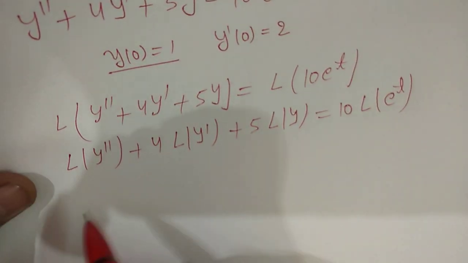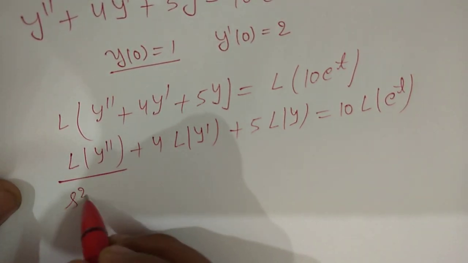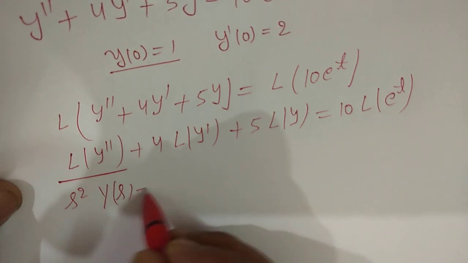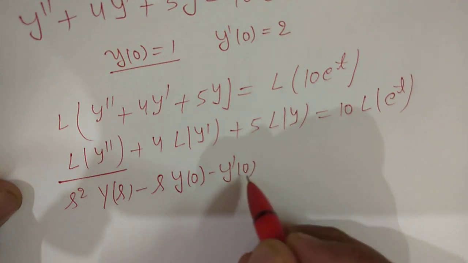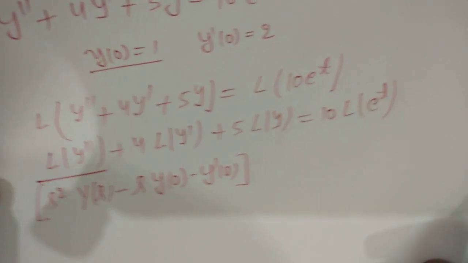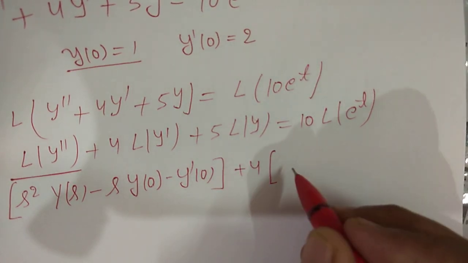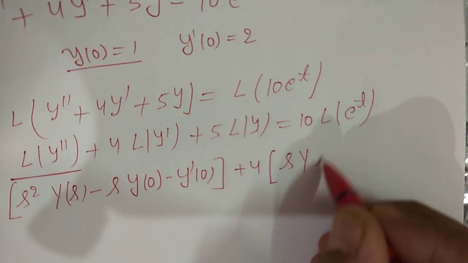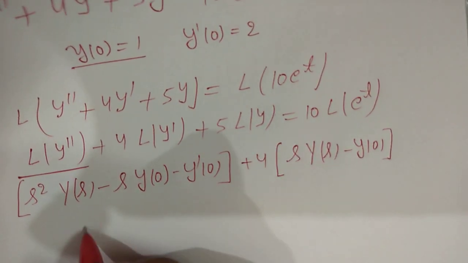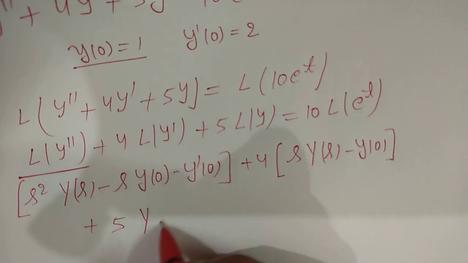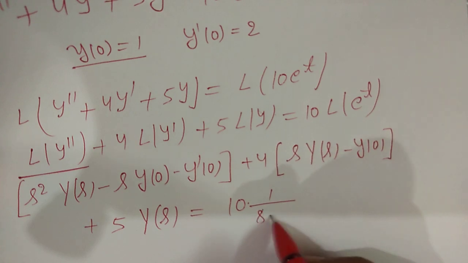Let us apply the Laplace transform to y'' using the formula. So we get s squared Y(s) minus s y(0) minus y'(0). This is the Laplace of y''. Plus 4 into Laplace of y', so s Y(s) minus y(0), plus 5 Y(s) equals 10 into 1 upon s minus 1.